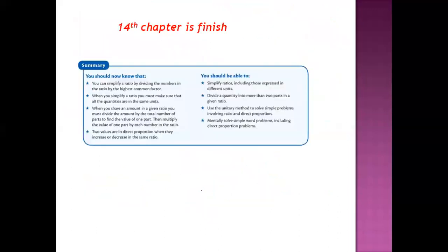And okay, guys, it's our last topic in this unit. And what we learned in this unit, you can use the summary. You should know that you can simplify a ratio by dividing the numbers in the ratio by the highest common factor. When you simplify a ratio, you must make sure that all the quantities are in the same units. You should be able to simplify ratios, including those expressed in different units.